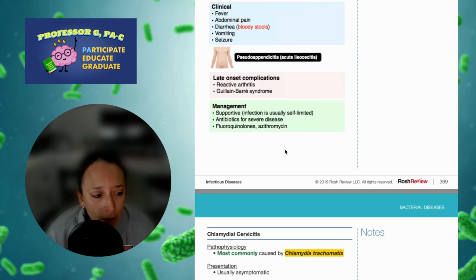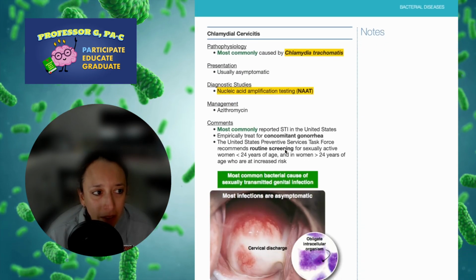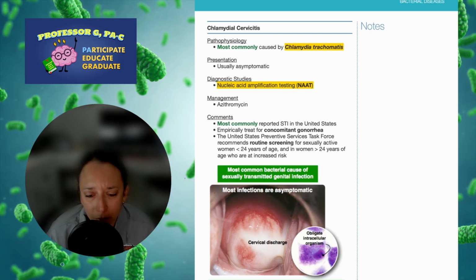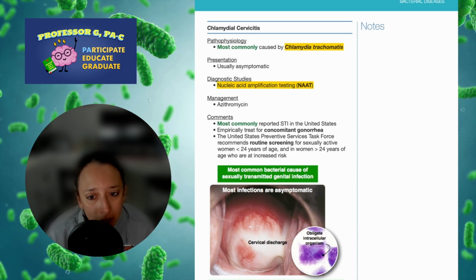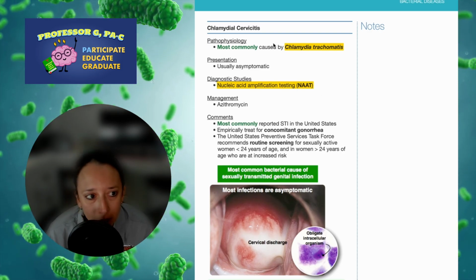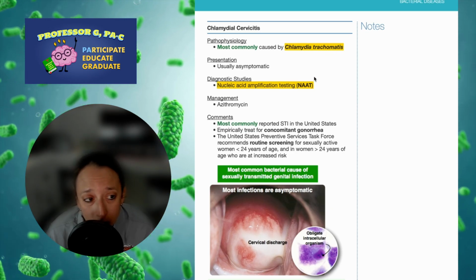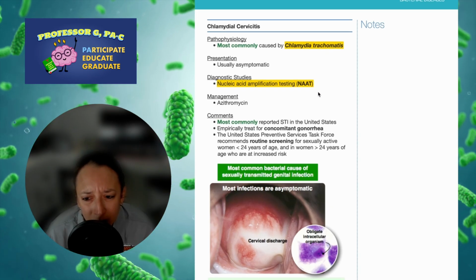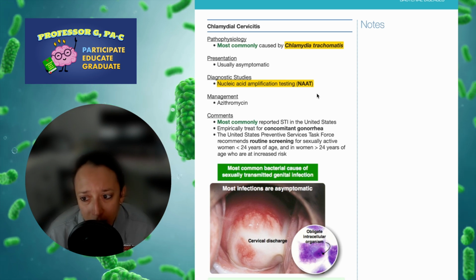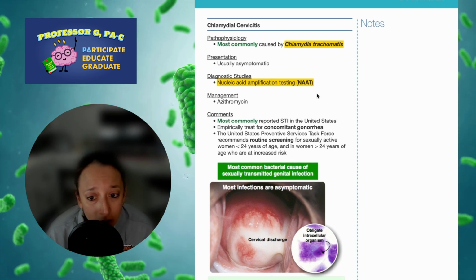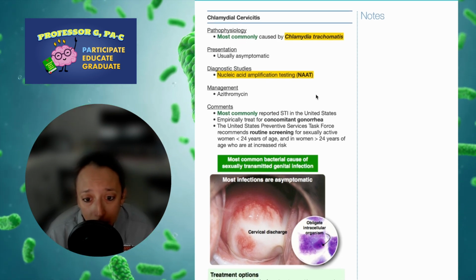Moving on to chlamydial cervicitis. Now we're going to talk about a few things that chlamydia causes. Chlamydia cervicitis is most commonly caused by Chlamydia trachomatis, an intracellular organism transmitted through sexual contact. Often it's asymptomatic, but patients can report some vaginal discharge, dysuria, or even pelvic discomfort.